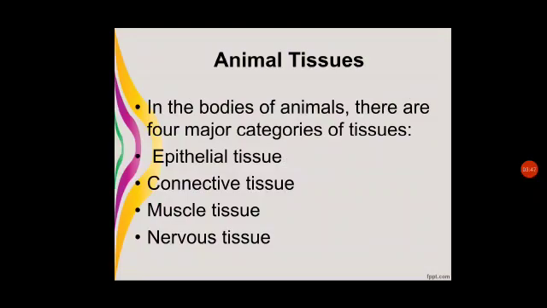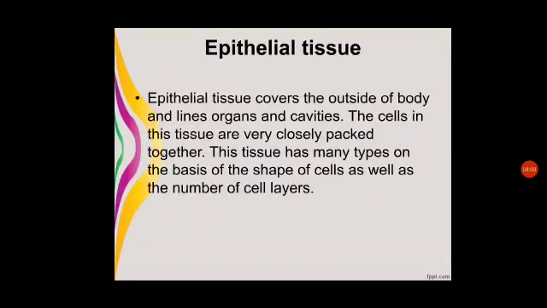Now we'll discuss animal tissues. In the bodies of animals, there are 4 major categories of tissues: epithelial tissue, connective tissue, muscle tissue and nervous tissue. First we will discuss the epithelial tissue. As the name indicates, epithelial tissues are on the surface of the body and mostly the skin cells are epithelial cells. Epithelial tissues cover the outside of the body and line organs and cavities.